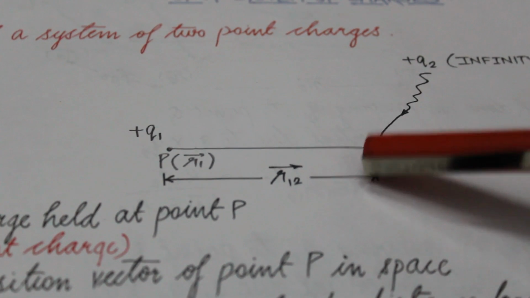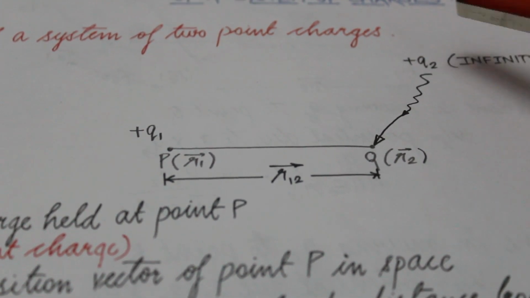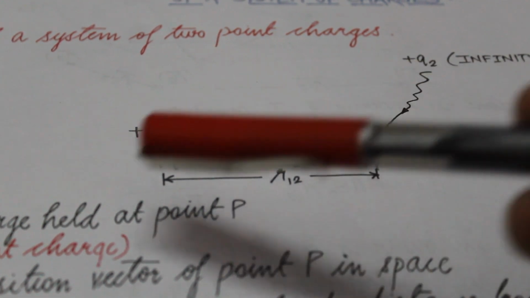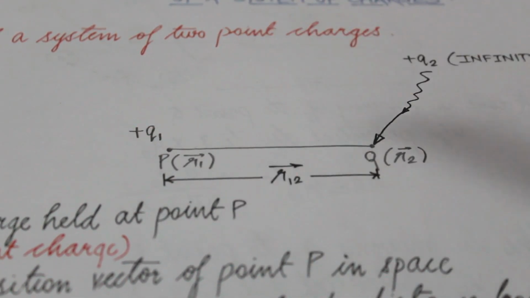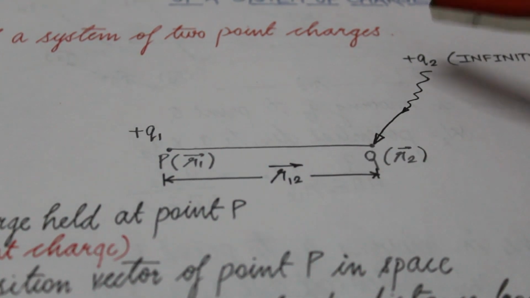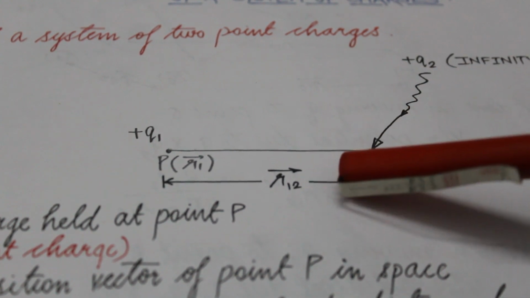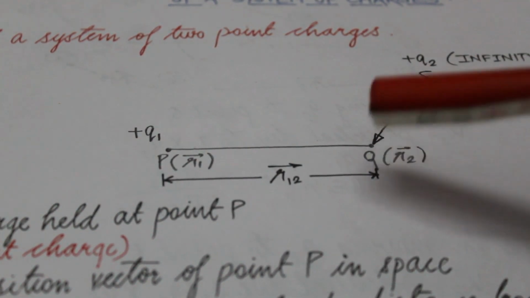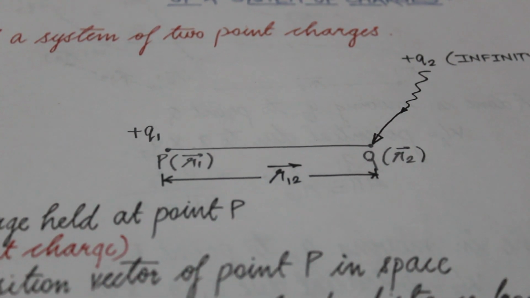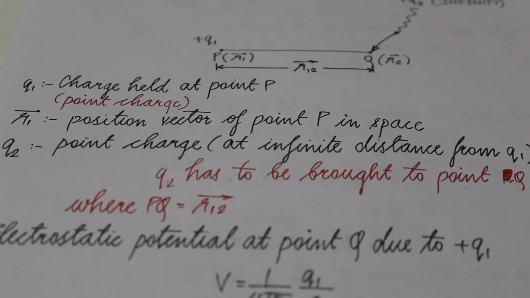In this case, we have to do work in bringing plus q2 charge from infinity to this point against the force that is being created by plus q1. So when plus q2 is brought from infinity to Q, some work will be done against this electrostatic force, and that will be stored in it in the form of electrostatic potential energy. Now let's find the amount of work done.